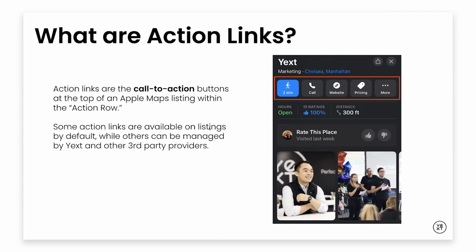Some of these action links are available by default, while others can be managed by Yext and other third-party providers. An example of this would be this pricing link here. This is actually an example of the type of link that you can sync through Yext using our knowledge graph that isn't available by default. And I'll go over exactly what that looks like in just a few minutes.